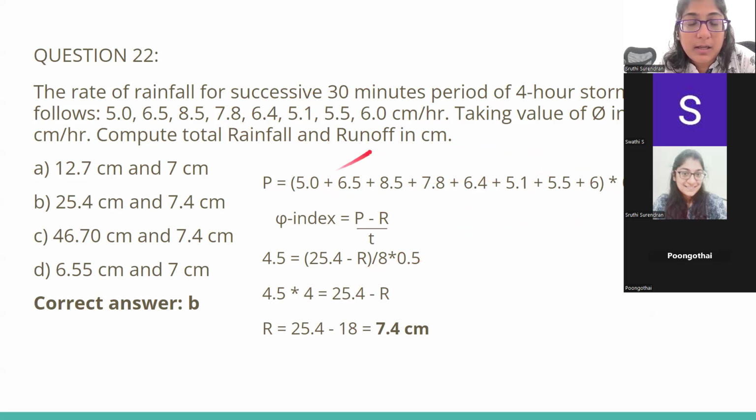Now they're asking us to compute the runoff. The phi index formula is (P minus R) by T. P is in centimeters, R is in centimeters, and T is in hours.